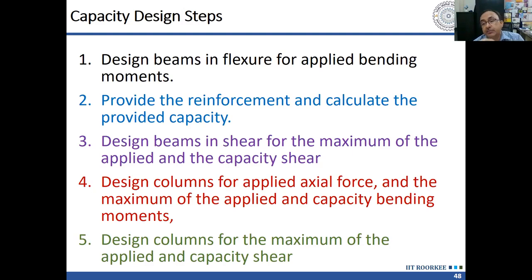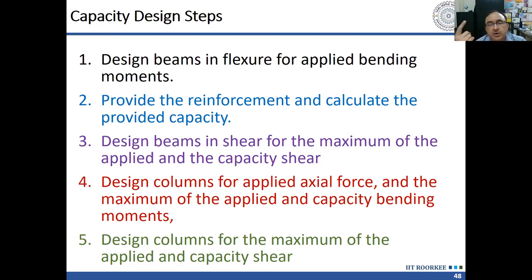This is important. The moment capacity of the beams is to be back calculated based on the actually provided reinforcement at top and bottom. Considering it as a doubly reinforced section, we will calculate the moment capacity, and for that moment capacity, we will calculate the capacity shear in beams, and then beams will be designed in shear for the maximum of the applied shear and the capacity shear.